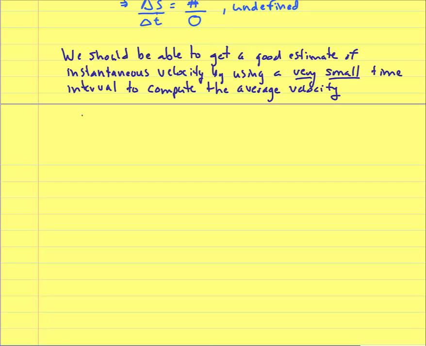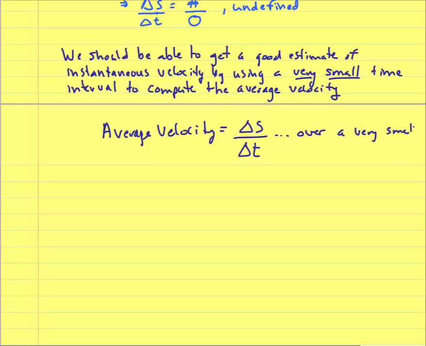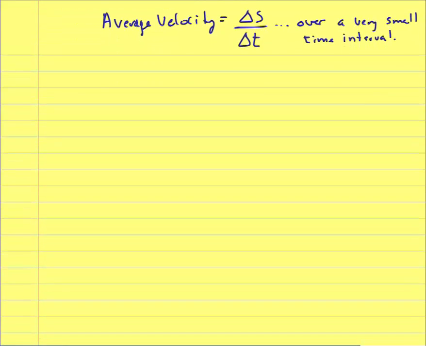So what this formula looks like then is the same old formula that we've already worked with. We have average velocity, which still is the change in position over the change in time, but now we have this over a very small time interval. So maybe for like 1 second, or even less than that, maybe half a second. So this is the idea that we're going to develop into coming up with that correct formula.